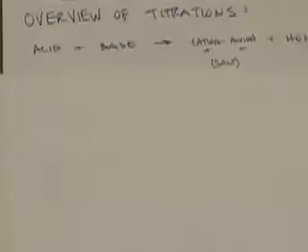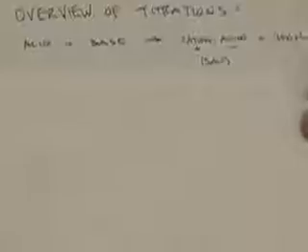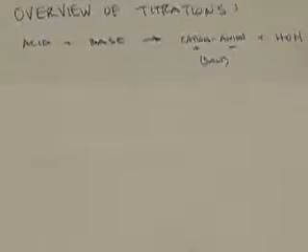So this is an overview of titrations and two sample problems. First of all, a titration is when you take an acid and add it to a base, and you get as products a cation and an anion, which is also known as a salt, and some water.